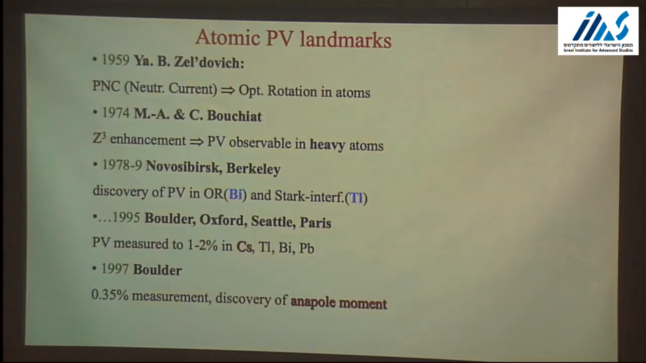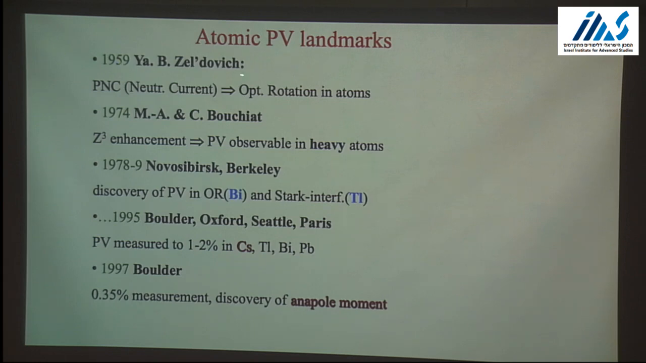Good terminology. Here's a brief history of atomic parity violation. So remember, parity violation was discovered in 1956, but it was a beta decay. So this is, in modern terminology, charged weak current. Neutral weak currents were not discovered until the 70s.